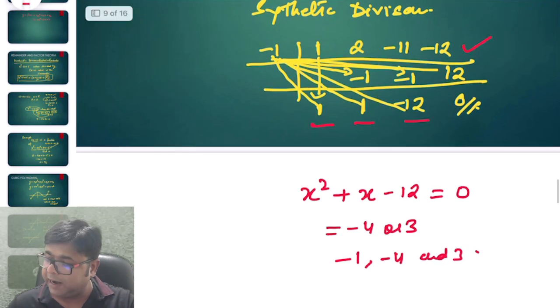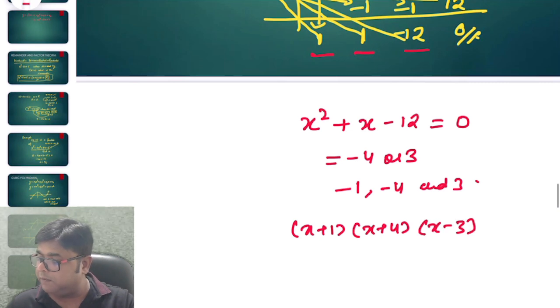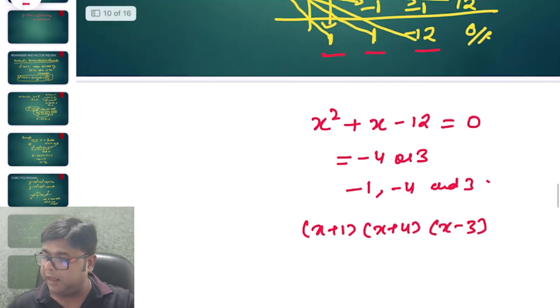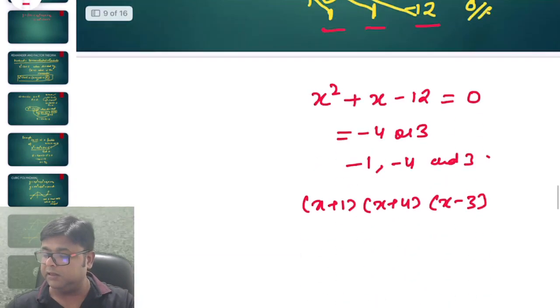And if you're going to factorize it, it will be x plus 1 into x plus 4 into x minus 3. So the same cubic polynomial that I have, I can factorize it like this. This can be factorized in this manner.